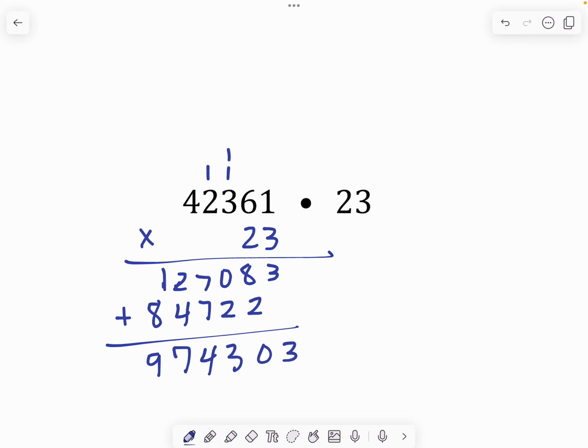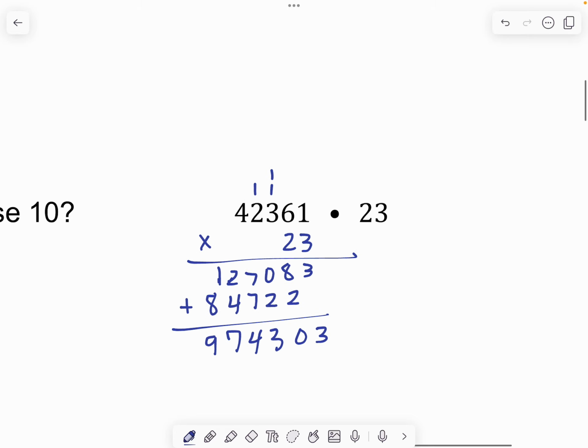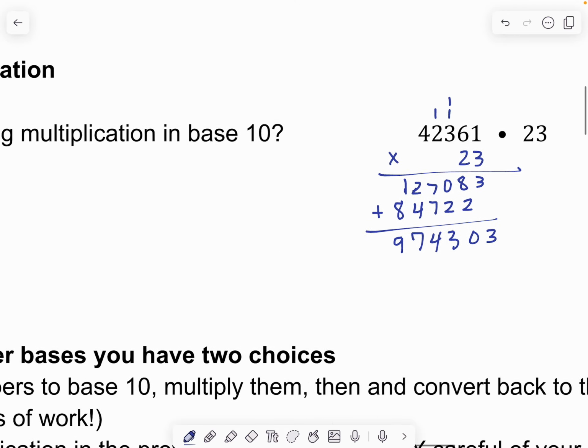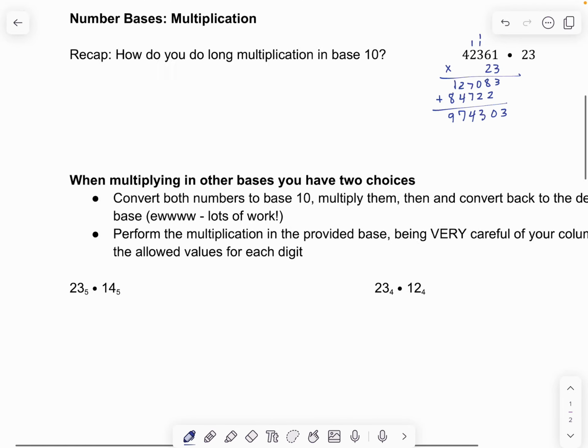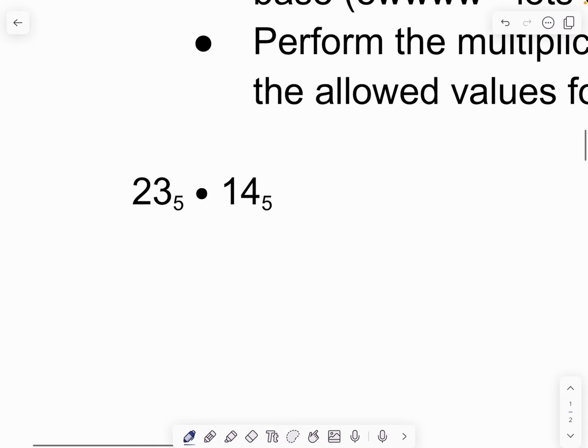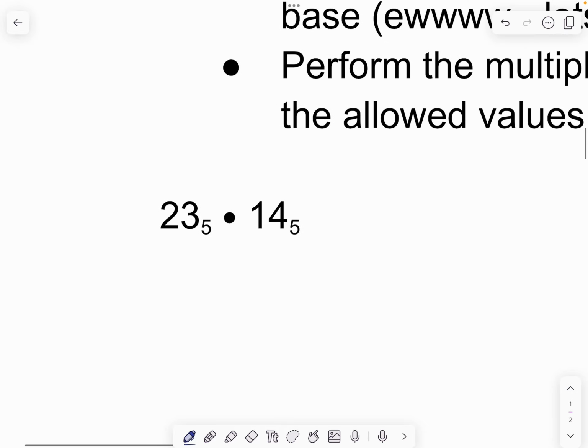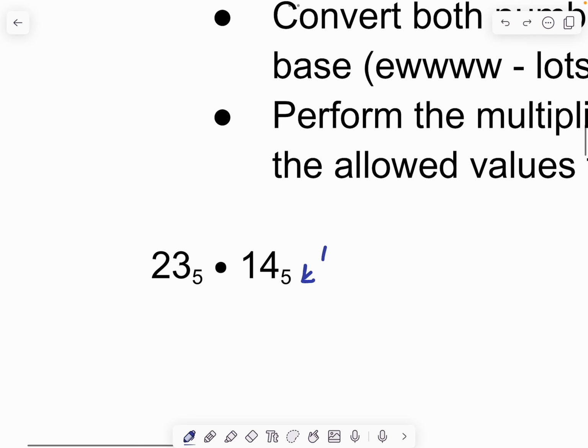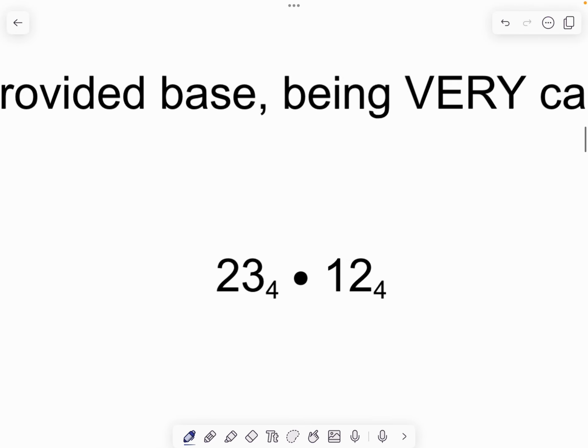The difference here is that the way that we carry and the values that go in each place value are going to differ. So let me show you what I mean. When we are multiplying, for example, in base 5, you are only allowed to have digits from 0 to 4. If I were in base 4 over here, I'm only allowed to have values from 0 to 3. So you're only allowed to have digits from 0 to whatever the base is minus 1.